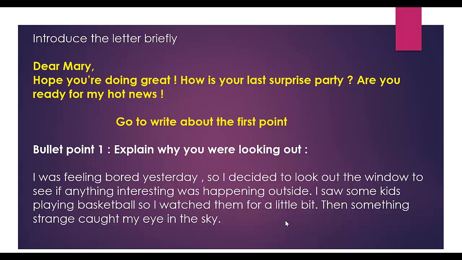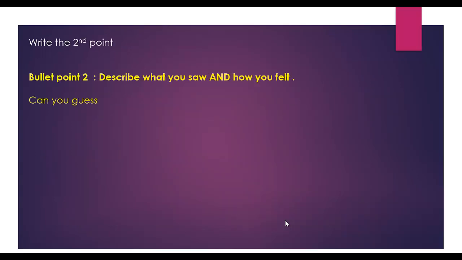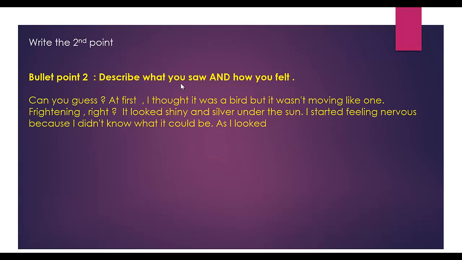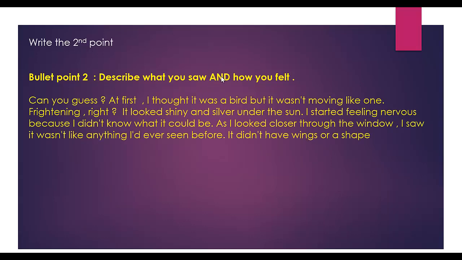So let's go to the next paragraph that's supposed to explain the next bullet point. Write the second point. Bullet point 2 says, describe what you saw and how you felt. So in this paragraph, you are expected to describe what you saw. The strange thing that you have seen will be described. And there is another point in the prompt here, which is how you felt. So this paragraph should cover these 2 requirements of the question.